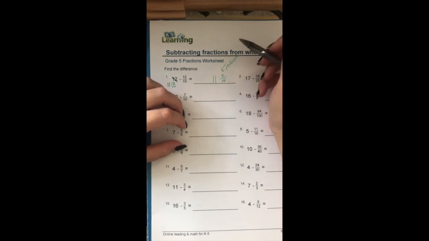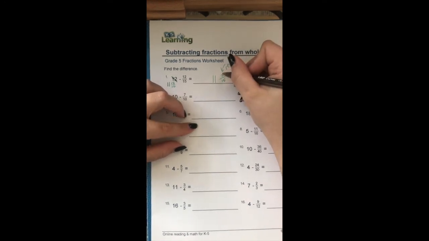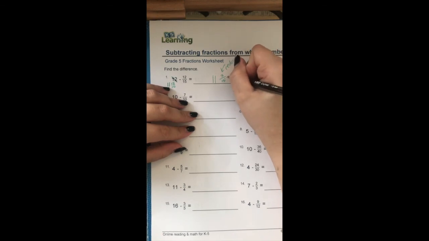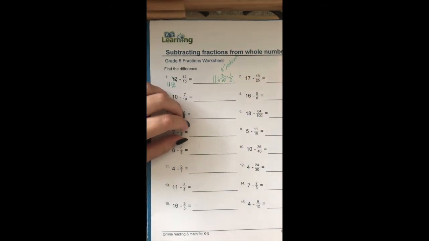So we can start by 2 because 1 always fits. So does 2 fit into 3 evenly? No. Does 3 fit into 3 evenly? Yes. Does 3 fit into 15 evenly? Yes. So we know we can reduce. So 3 fits into 3 once, and 3 fits into 15 5 times, because 3 times 5 is 15.